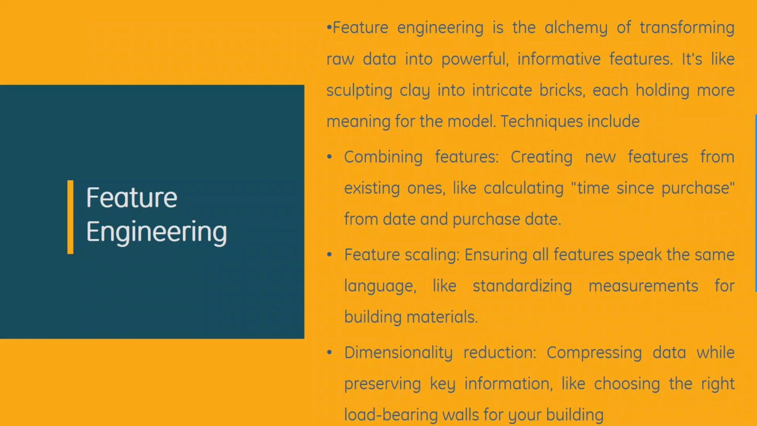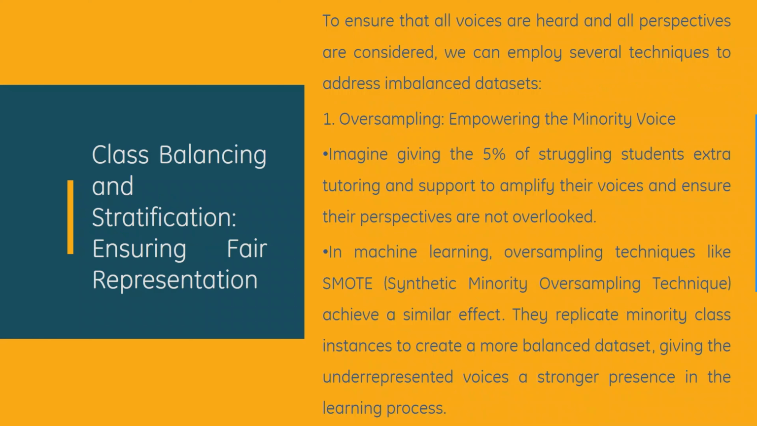Then we have feature scaling, which ensures all features speak the same language, like standardizing measurements for building materials. Then we have dimensionality reduction, compressing data while preserving key information, like choosing the right load bearing walls for your building. Next, we have class balancing and stratification, ensuring fair representation.